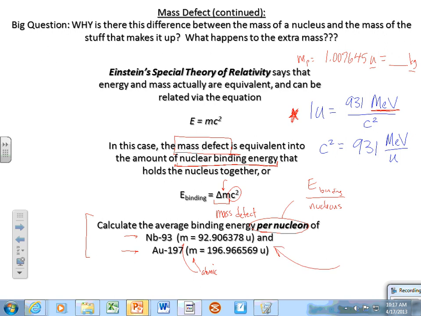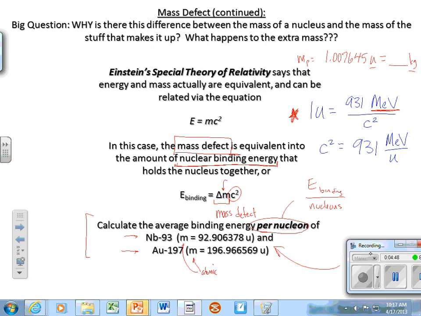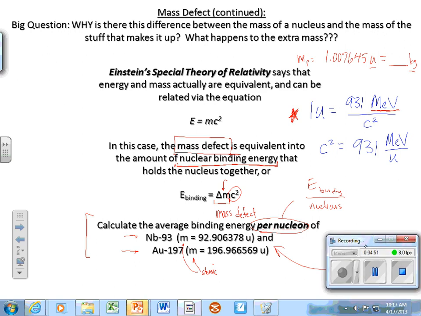That's it, folks. That is called a 5-minute video. Here's how you do binding energy: just calculate first the mass defect, multiply by c squared. We want binding energy per nucleon, so divide by the number of nucleons.